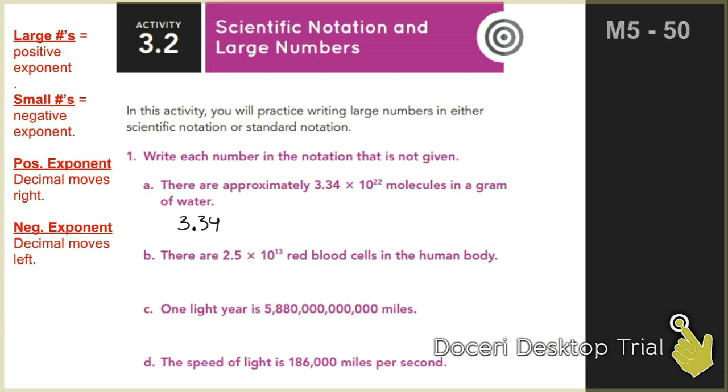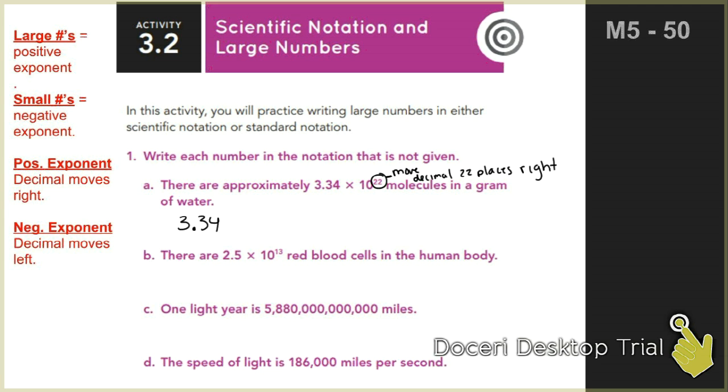Now the next thing we need to look for is this exponent. Our exponent in this question is 22. That means we're going to move the decimal 22 places. Remember, we wrote over to the left that if our exponent is positive, we move the decimal to the right. So this is going to be moving the decimal 22 places right.